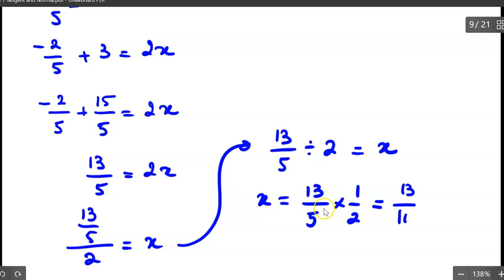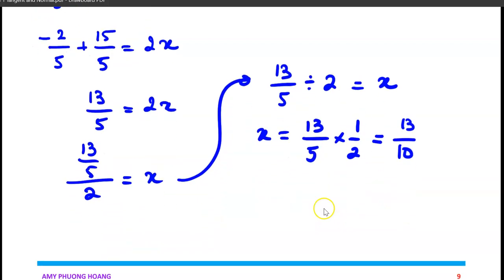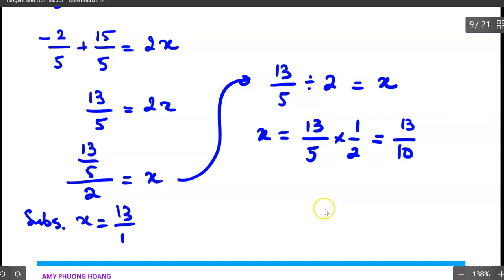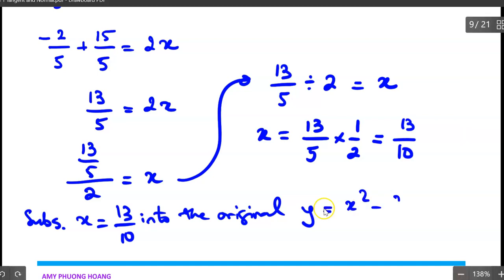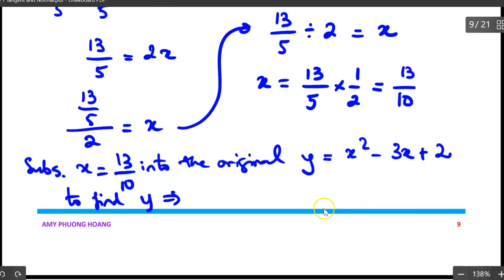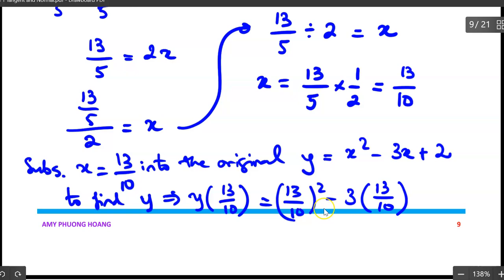Okay, so 13 over 10. Having x equal to 13 over 10, I will substitute it into the original equation, the original y equal to x squared minus 3x plus 2, to find y, because you need to have a point. So I have y evaluated at 13 over 10 will be 13 over 10 squared minus 3 times 13 over 10 plus 2.